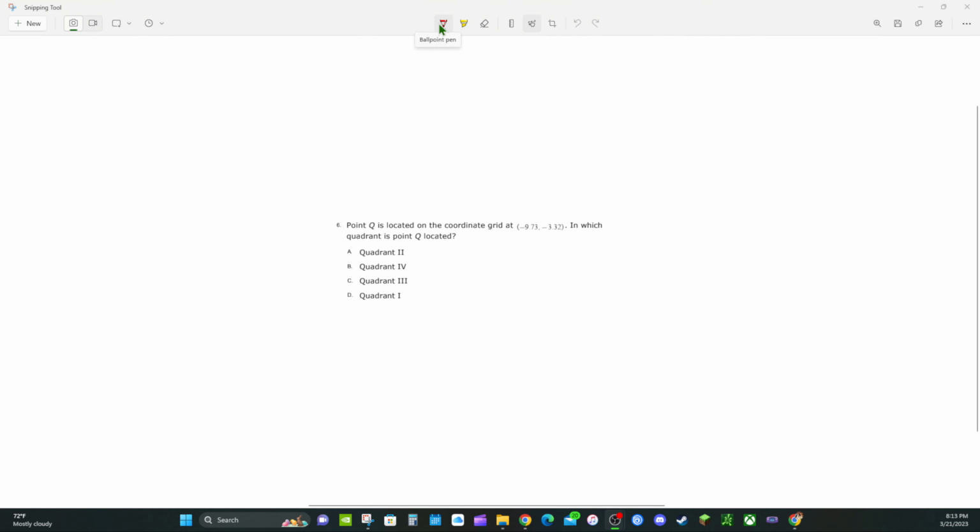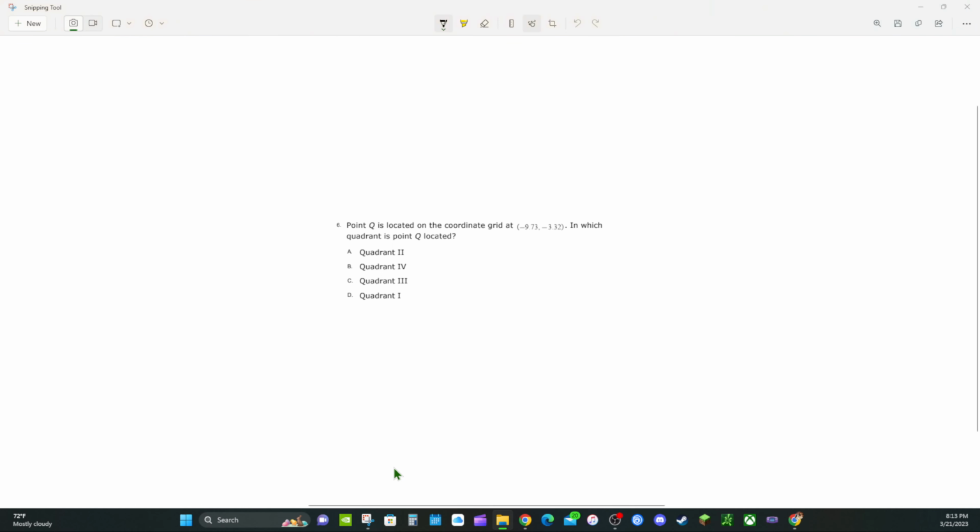All right, so number six, we're going to see that the point Q is located on the coordinate grid at negative 9.73 and negative 3.32. In which quadrant is point Q located?